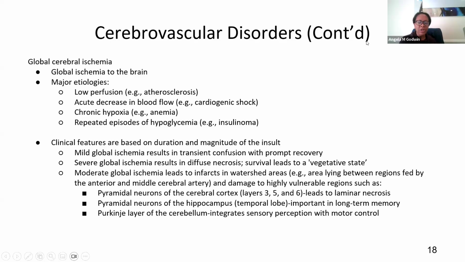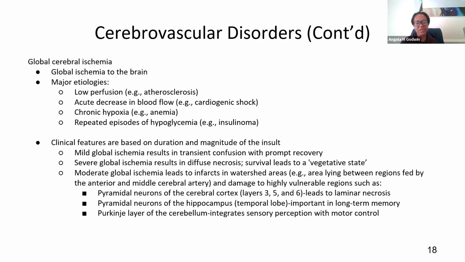Let's see. So clinical features is really based on insulin here. Yeah, when I think of insulinoma, I'm thinking more like just increased amounts of insulin. It could be due to pancreatic cancer. I was thinking it was like a formation like a lipoma, or, oh no, sorry.